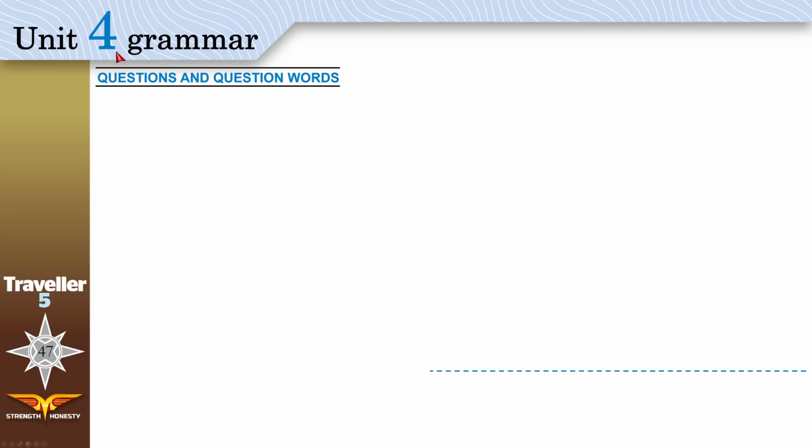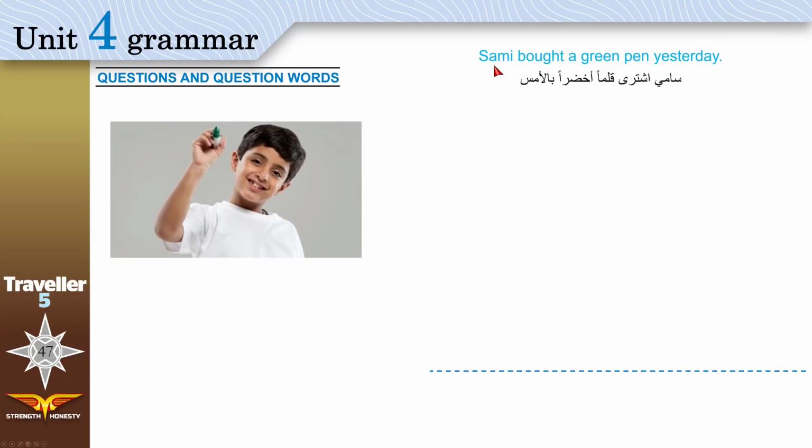Unit 4. Grammar. In this video, you will learn how to ask questions using question words. Sammy bought a green pen yesterday. Sammy is the one who did the action in this sentence. Sammy is what we call the subject of this sentence. Green pen is the object.